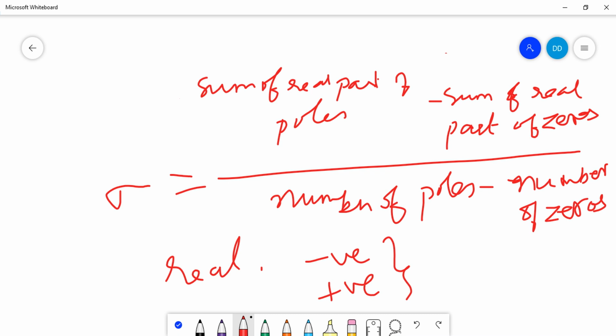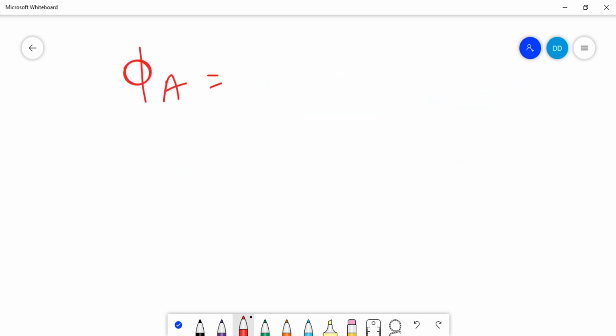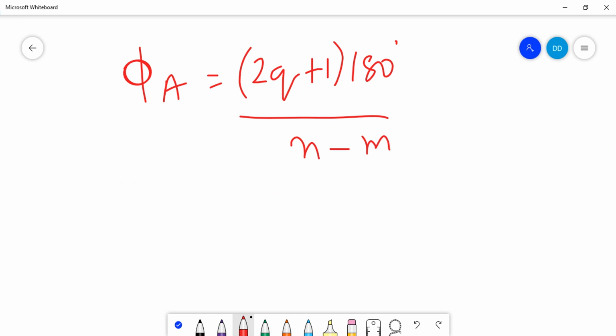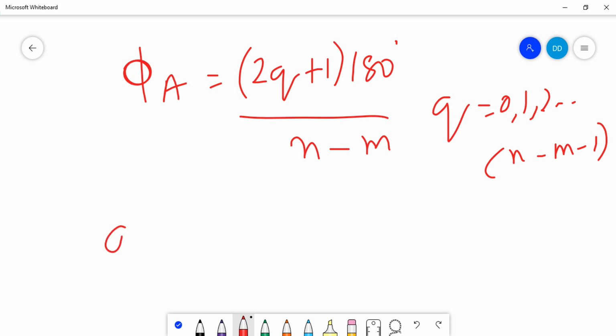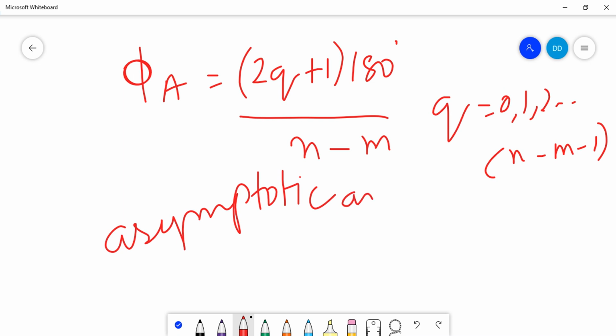And the angle of asymptotes is given by phi a equal to (2q plus 1) times 180 degrees divided by n minus m, where q varies from 0, 1, 2, etc. up to n minus m minus 1. These angles are called the asymptotic angles.